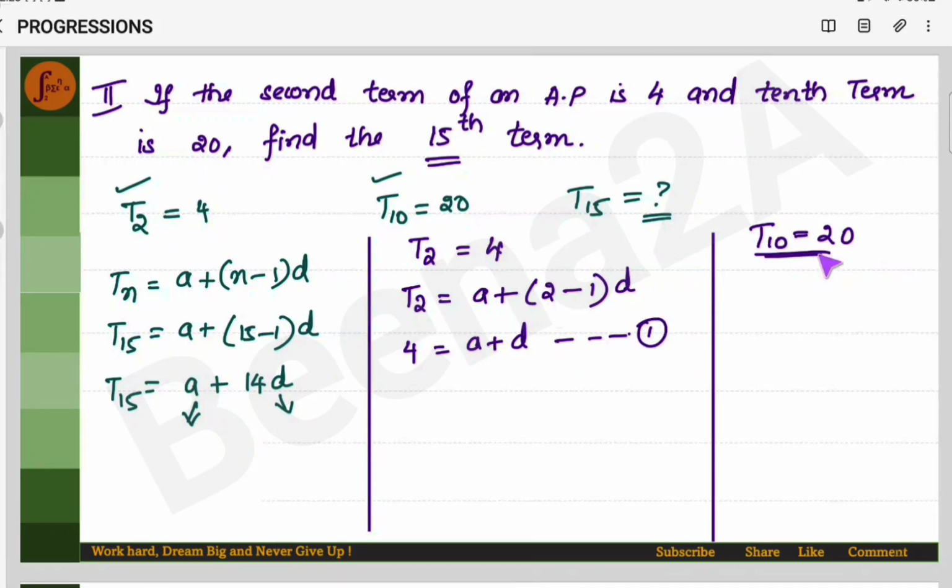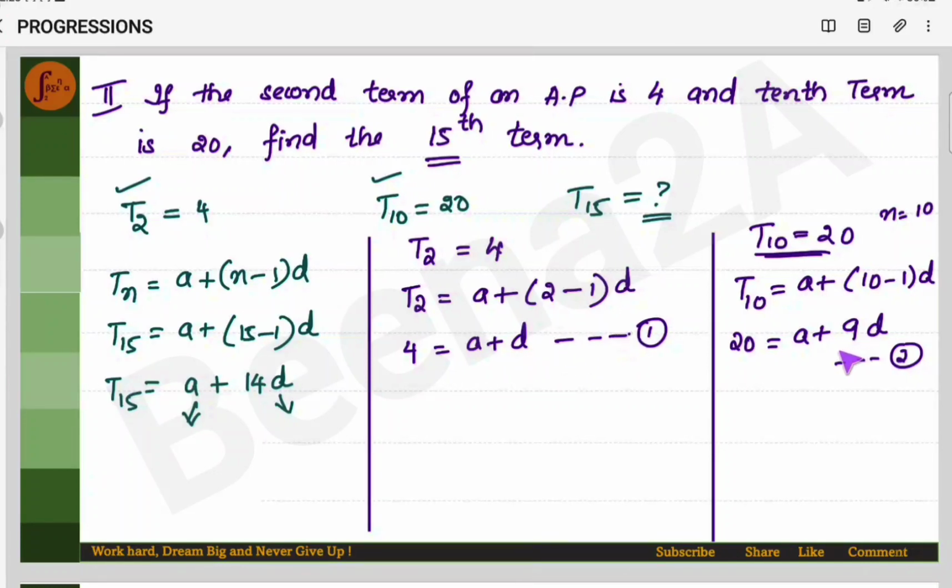Let's call this equation 1. Now let's go to the 10th term. T10 is equal to a plus n minus 1, and n is 10 here. So 10 minus 1 into d. What is the 10th term? 20. So 20 is equal to a plus 10 minus 1, which is 9d, right? Let's call this equation 2. Now using equation 1 and equation 2, we can find out a and d.